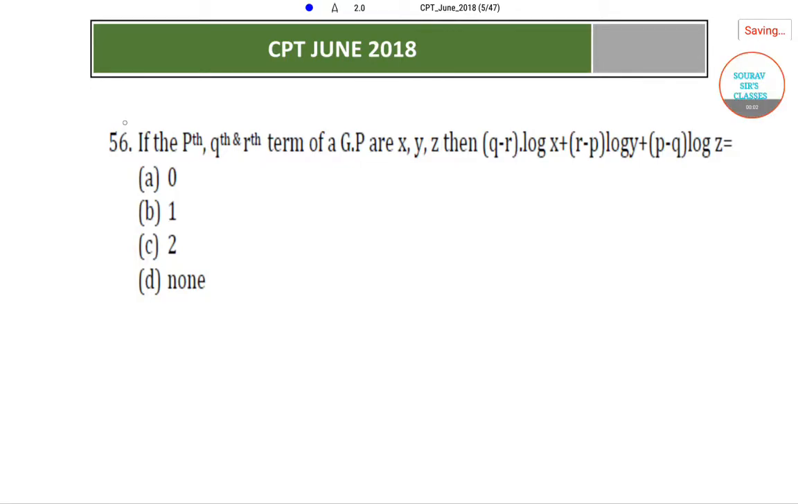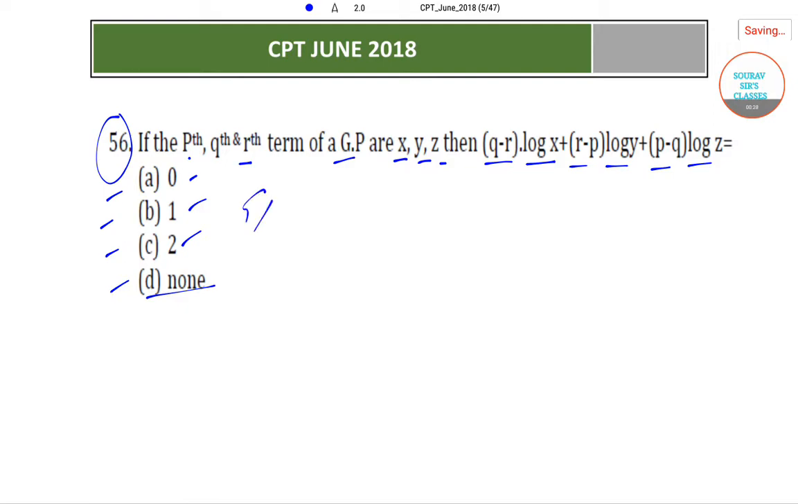Let's start off with question number 56 today. In question number 56, it has been said that if the pth, qth, rth term of a geometric progression are x, y, and z, then q minus r into log of x plus r minus p into log of y plus p minus q into log of z is equal to: option A is 0, option B is 1, option C is 2, and option D is none of these.